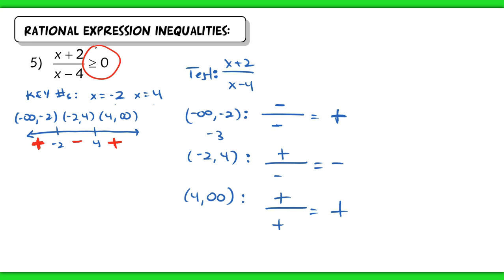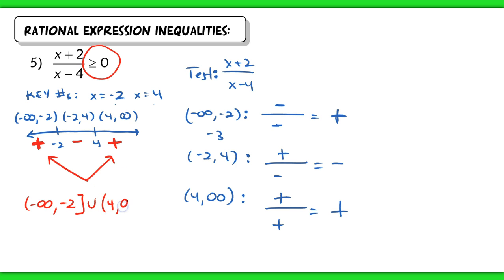Now remember, basically we're looking at these two intervals, right? Because these are both positive. Now we want it to be equal to 0 as well. So from -infinity to -2, this time with a closed bracket, because if I plug -2 back into this expression, I do get 0, right? So that's going to have a closed bracket there. Union with the other interval from 4 to infinity.